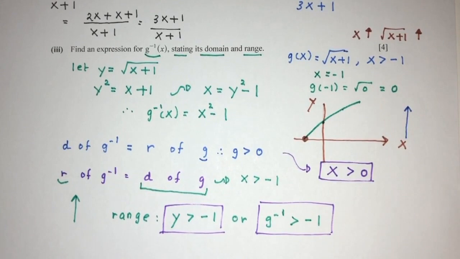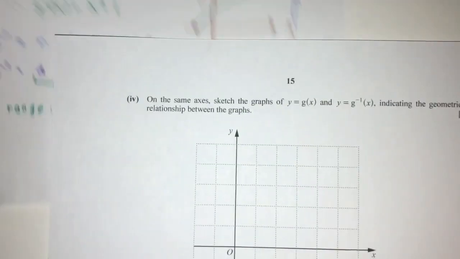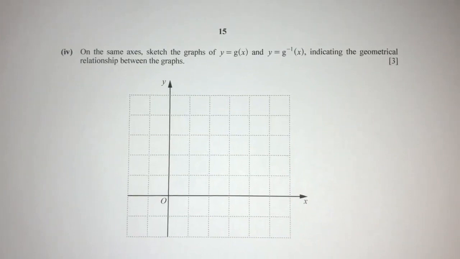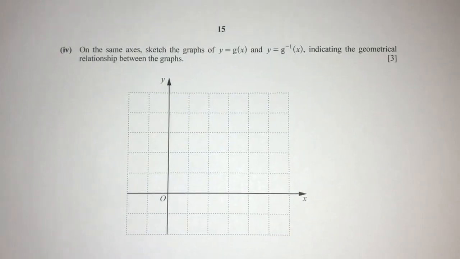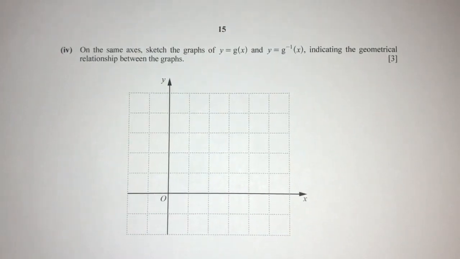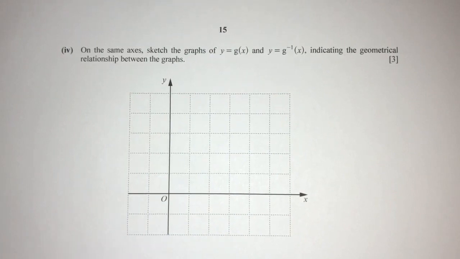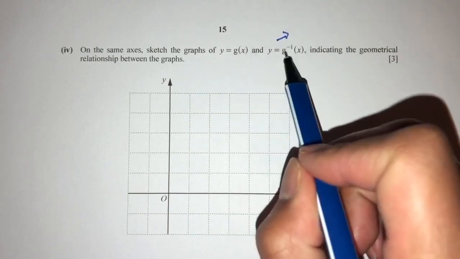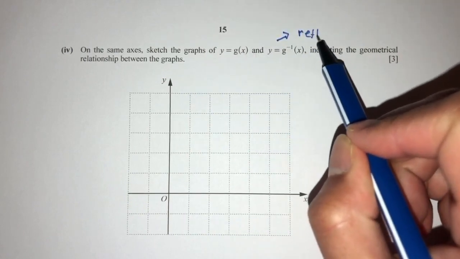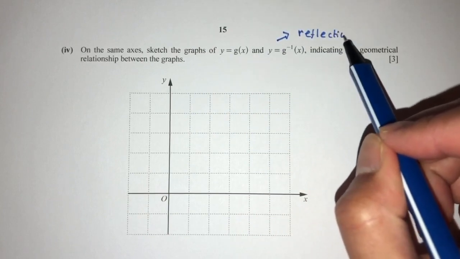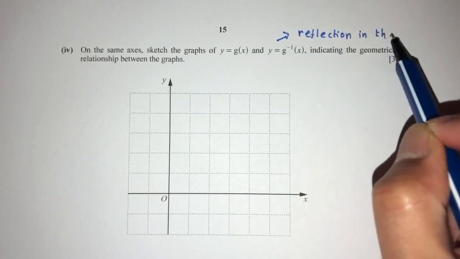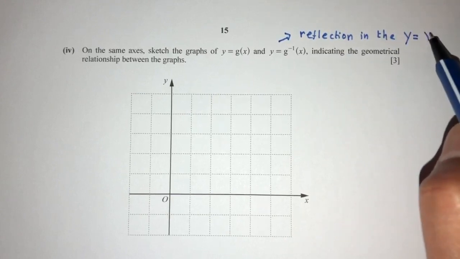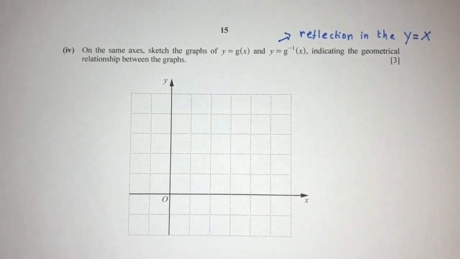Okay, so let's move on to part 4 of the question. On the same axis, we have to sketch the graph of y equal to g of x and y equal to g inverse of x, indicating the geometrical relationship between the graphs. You must know at this point that the relationship between the graph and its inverse has to be a reflection in the line y equal to x. That's something we have to know by now. So that's the main idea to show.